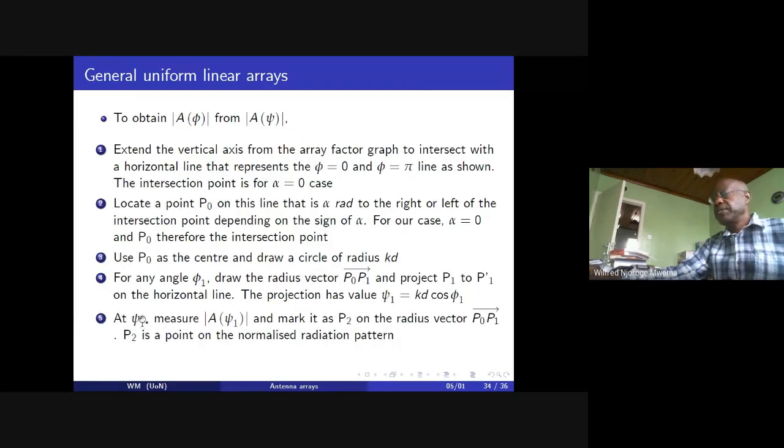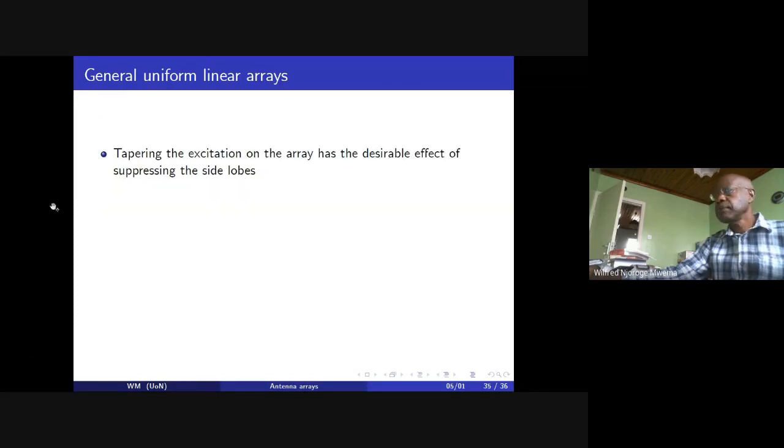And then at phi 1, psi 1, we measure the value of the magnitude of the array factor and mark it as P2 on the radius vector P0P1. And P2 is therefore a point on the normalized radiation pattern. We repeat the procedure to obtain the complete pattern, which we saw was a figure 8 for the uniform array. So tapering the excitation on the array has a desirable effect of suppressing the side lobes.